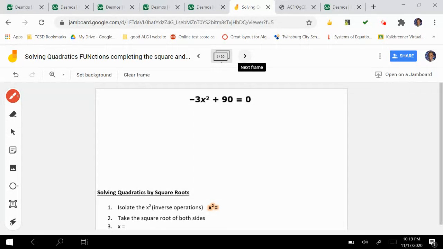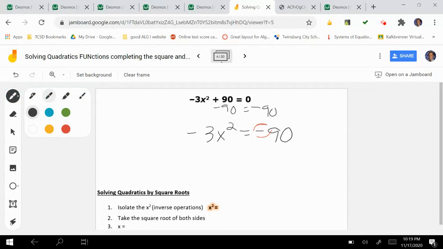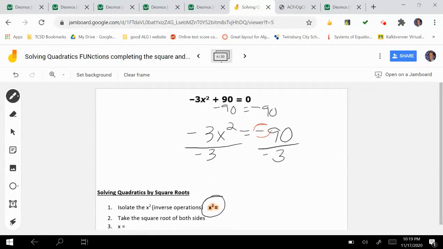Here, be careful. I chose this one just because it's a little bit trickier. Subtract 90, subtract 90. I get -3x squared equals -90. And because of that trick I just taught you about, you can't take square roots of negatives, you see right now that there's a negative right here. So some of us are like, well, he just taught us that you can't take a square root of a negative. Be careful. We haven't isolated and made it say x squared equals. So when I do that, what's a negative divided by a negative?